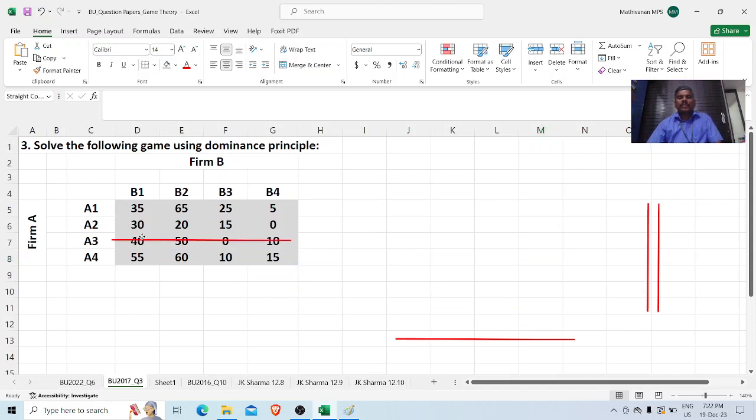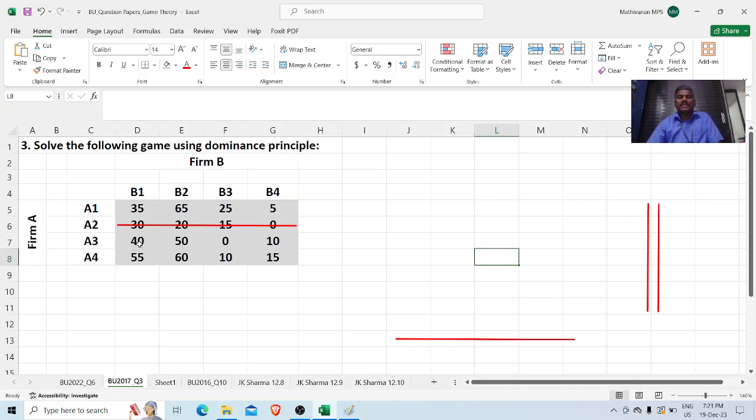So what we will do, we will strike out this strategy A2, because strategy A1 is dominating strategy A2. Now we will compare the gains from using strategy A1 to the gains from using strategy A3. A1 gives 35 points, A3 gives 40 points gain for firm A.